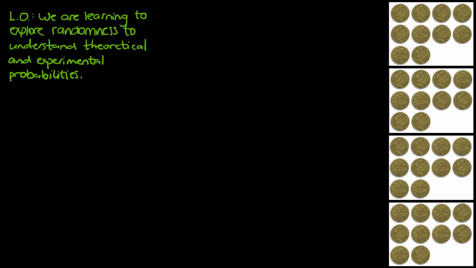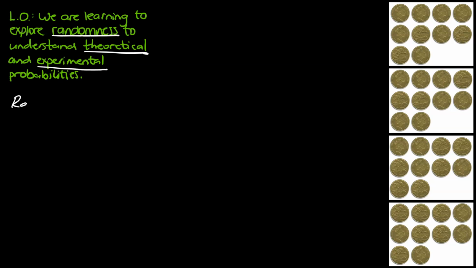Today's learning objective is in green, and we are learning to explore randomness to understand theoretical and experimental probabilities. So I'm going to underline randomness, theoretical, and experimental. Those are the key words that we're going to want to focus on today.